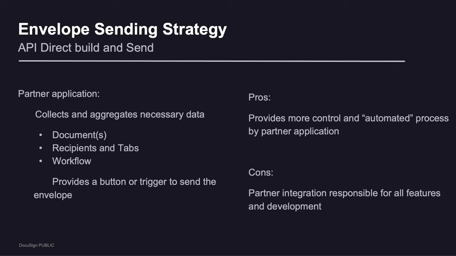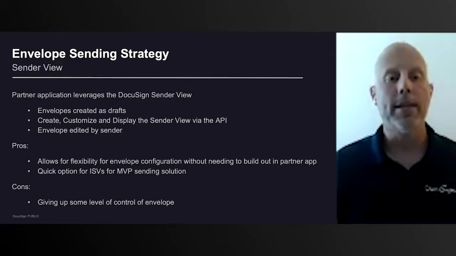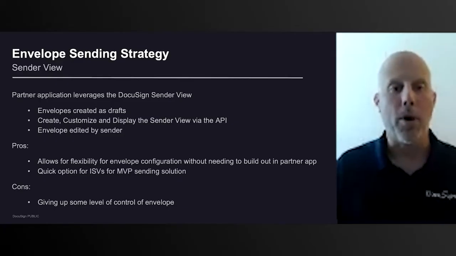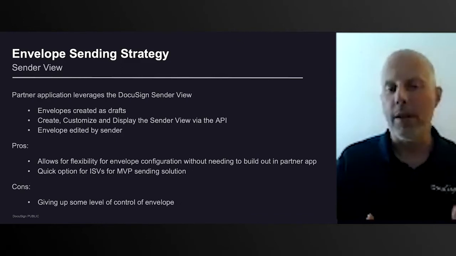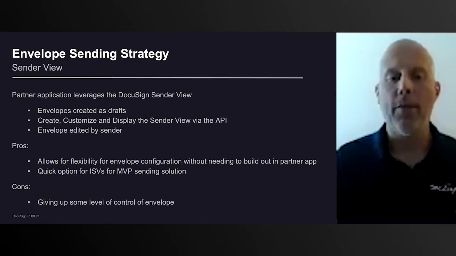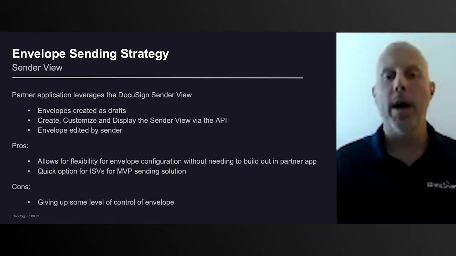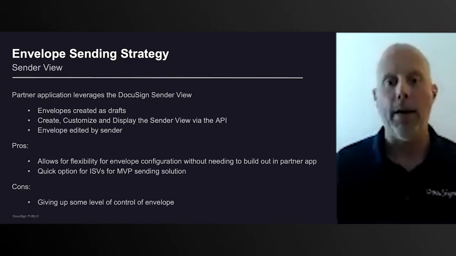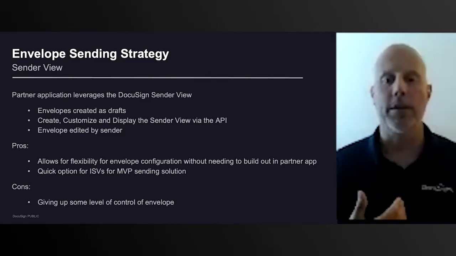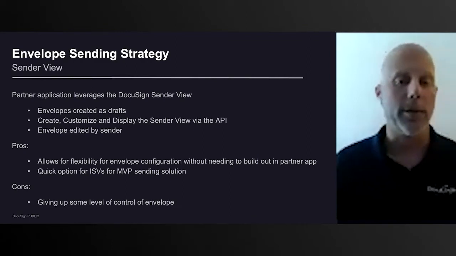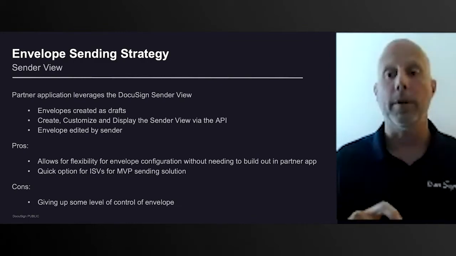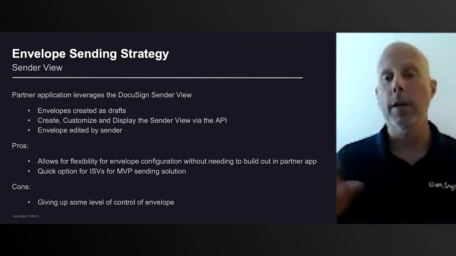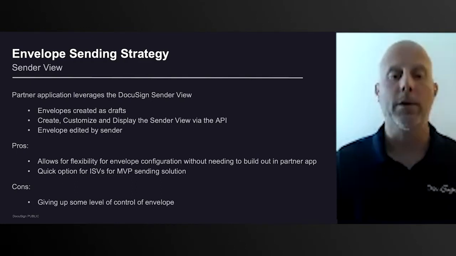But in the meantime, what you can do is use our sender view. So again, the partner application is building that envelope initially in draft format. And then when you're ready, saying, okay, I've got the document, possibly I've got the recipients, but I want the tab placement. I don't have that ability. I don't have any anchor text or PDF fillable fields or XY knowledge. I want the user to be able to utilize DocuSign Sender View to actually drag and drop those tags wherever they want to finish out that envelope.